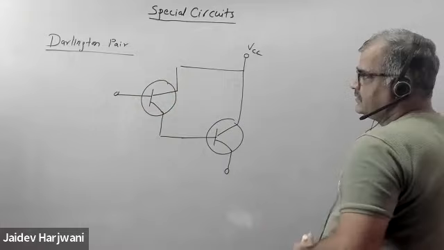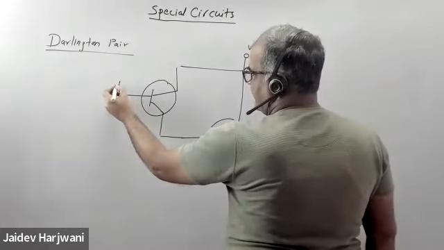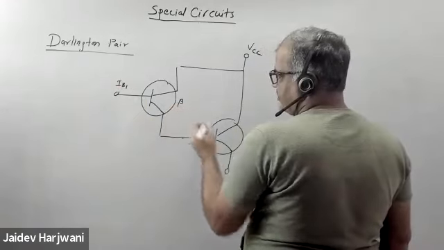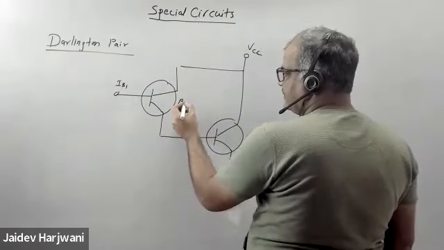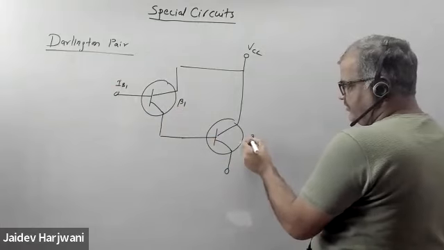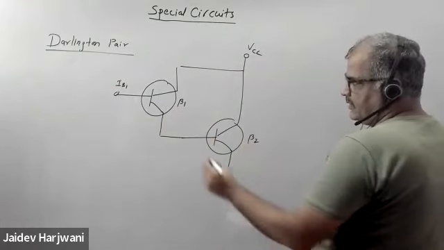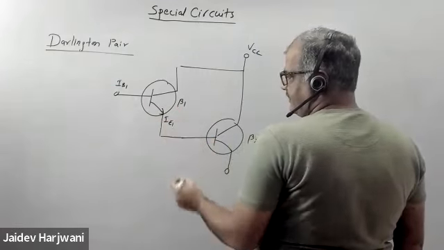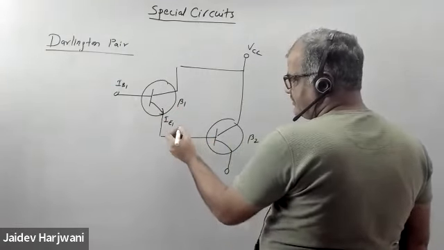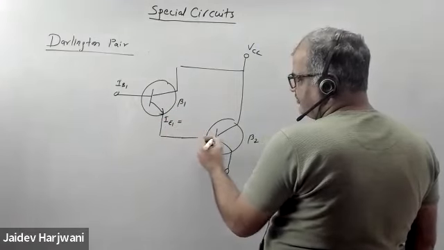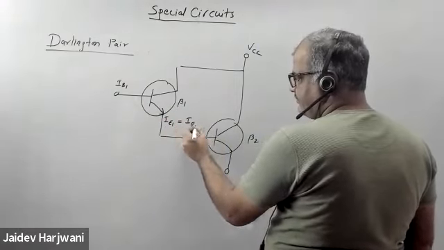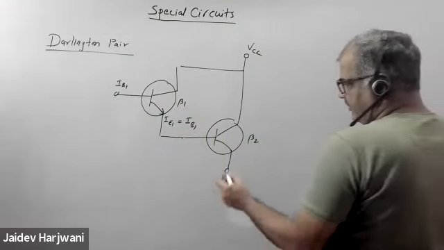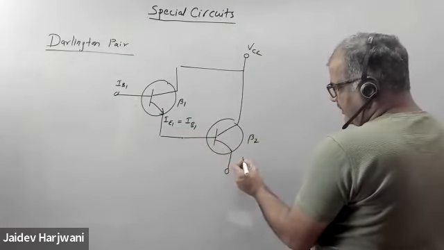Now what happens? You have current IB1 here. The current gain is beta 1 for this transistor, and for this transistor it is beta 2. This current coming is your IE1. Now IE1 becomes the base current for the second transistor. Now automatically when you come from here, you get current I2 here.